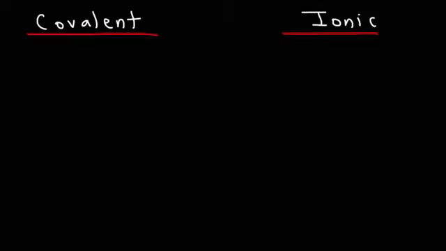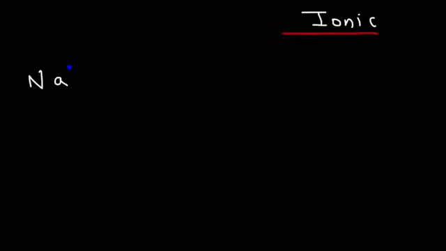Now let's talk about ionic bonds. So in an ionic bond, the electrons are not shared, they're transferred. A good example is the reaction between sodium metal and chlorine. Sodium has 1 valence electron. Chlorine has 7. Sodium is a metal and chlorine is a nonmetal.